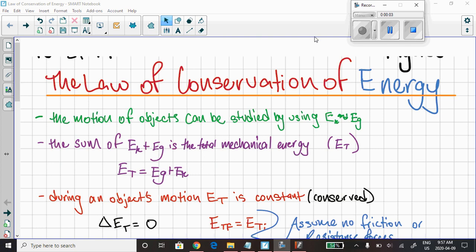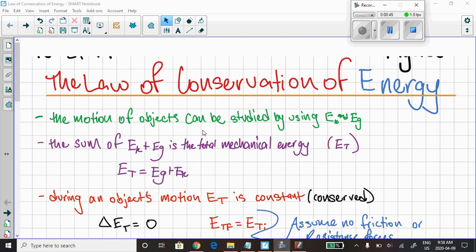Okay, kids, we're back at it today, and a new concept as we move forward into the next section of the textbook. We're going to be talking about the law of conservation of energy. Basically, this is a very useful law that allows us to study the motion of objects using energy instead of kinematics equations, and the concept of kinetic energy and the concept of gravitational potential energy. So that's what we have written here in green. The motion of objects can be studied by using kinetic energy and gravitational potential energy.